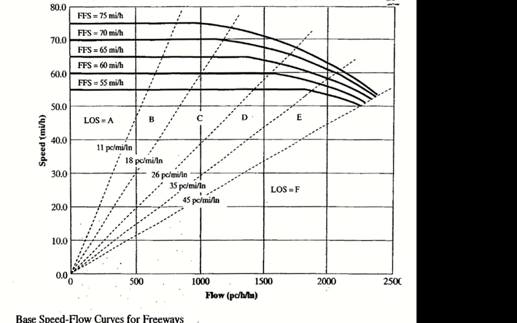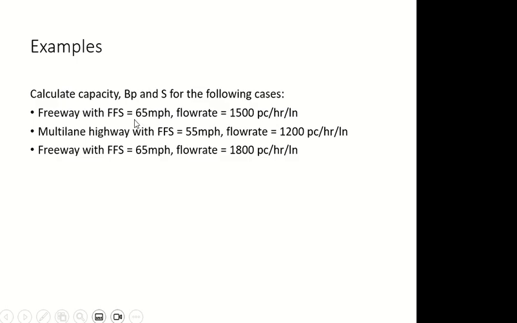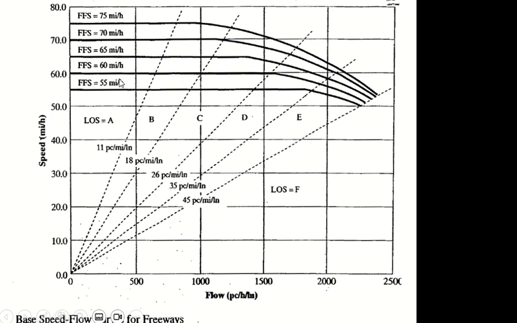So if, for example, you take this example, free flow speed 65, flow rate 1500. You see 65 here. Now flow rate 1500 is here. If I go to this curve, 65, I know the level of service. So this is the use of plotting these lines. Once the curves are plotted, you can easily find out the level of service without further calculations if you know the flow rate and the free flow speed.